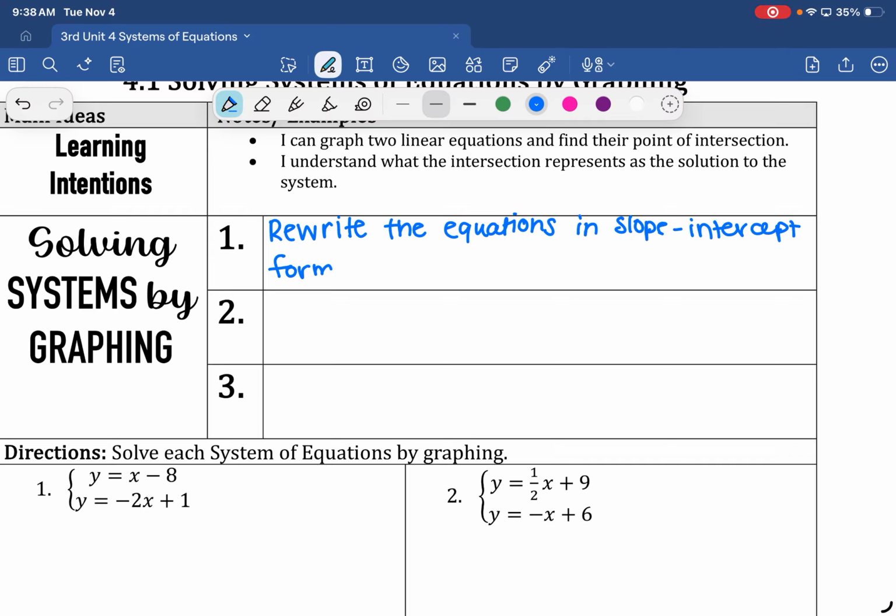What is slope-intercept form? mx plus b. All right, so not all of our equations will need to be rewritten, just the ones not in slope-intercept form. Then we are going to graph the lines. Then we're going to identify the solution.